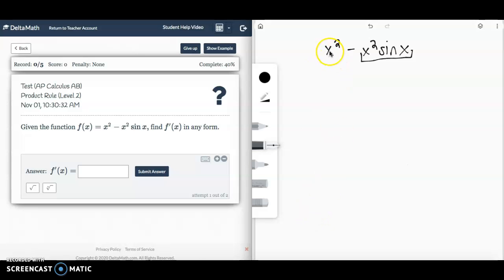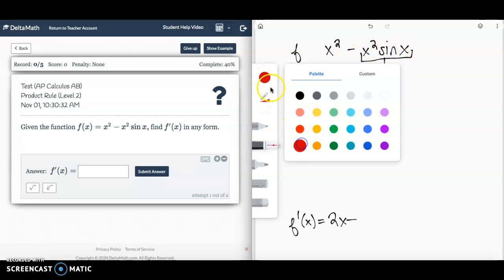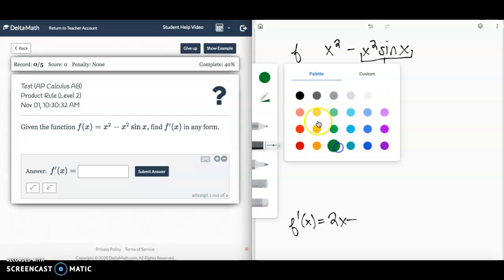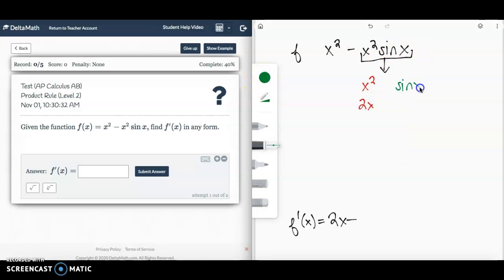So this will just be the derivative of x squared if this is f. F prime we'll put all the way down here, would be 2x minus, and now I'm going to work the product rule on this piece because I have a product of functions here. Okay, so we have our x squared, which its derivative will be 2x, and then I have my sine of x function, which its derivative will be cosine of x. And so if I do crisscross applesauce with that, I'll have x squared cosine x plus 2x sine x.